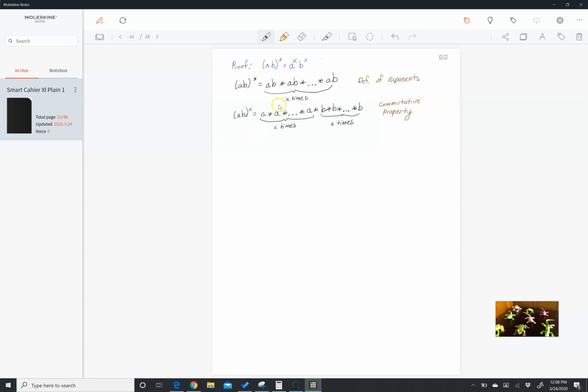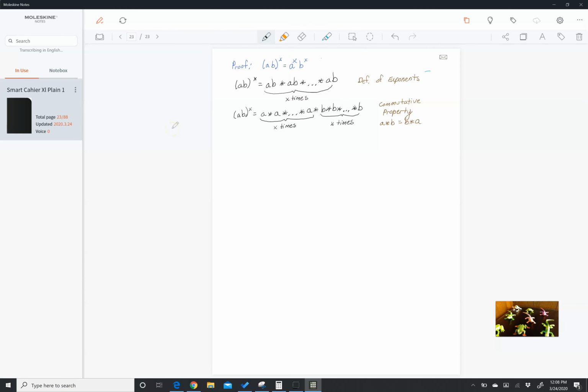Okay, commutative property says the order doesn't matter. So a times b is equal to b times a. Okay, so ab times ab is the same thing as aa, bb. There's no difference. We can change our order around however we want. Okay, so we did the left side. So we can mark that off.